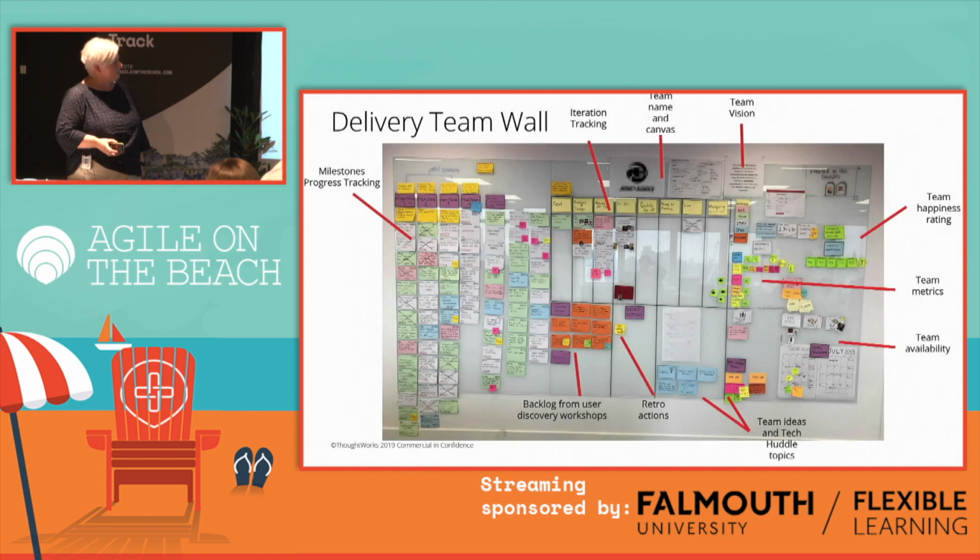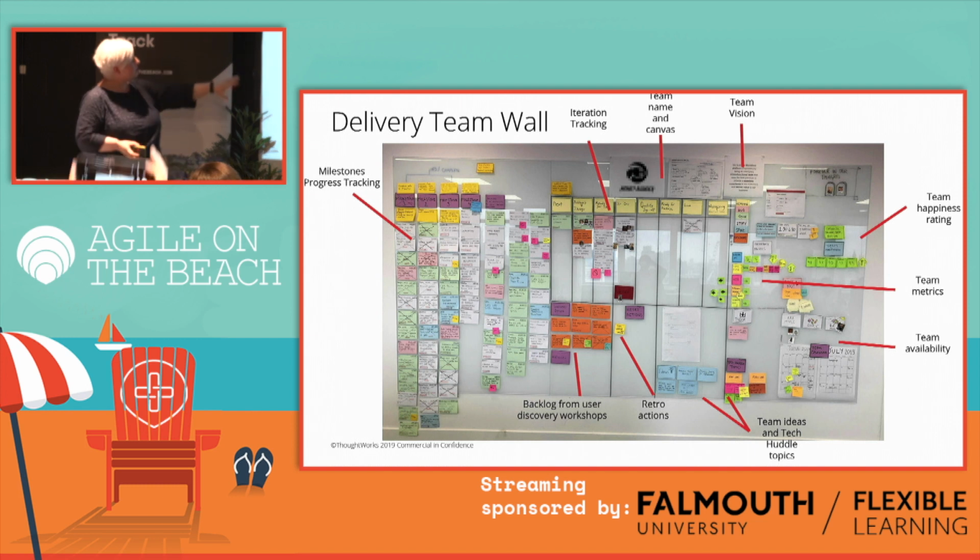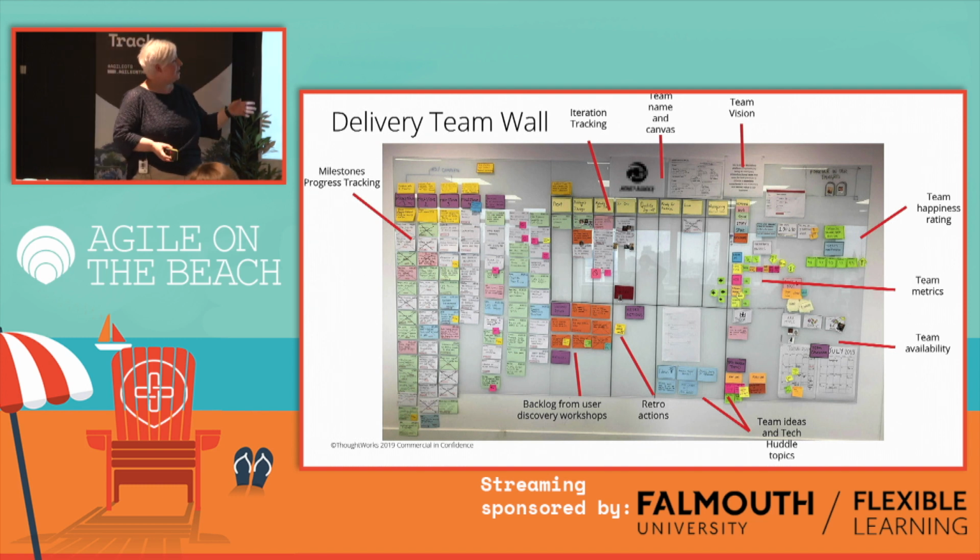This is my last client. This is one of our delivery teams. This is the one I took the happiness rating from. So you can see quite a lot of information being shown there, the milestones and how they're getting through the milestones. They didn't call them bells of success, unfortunately, there.